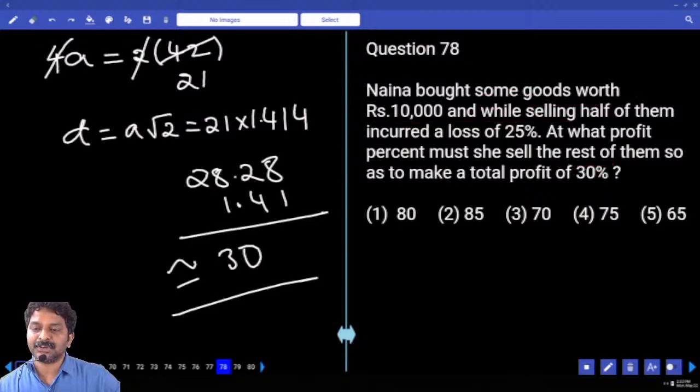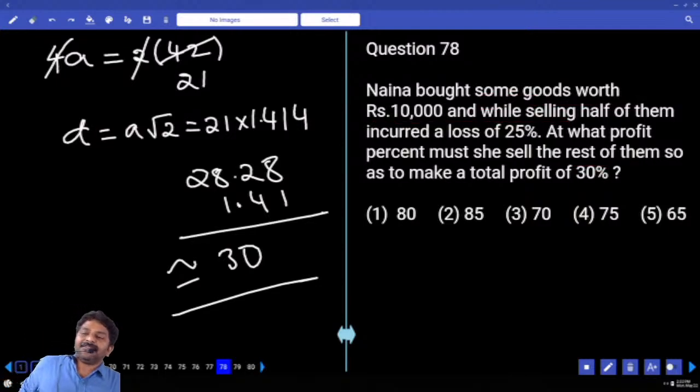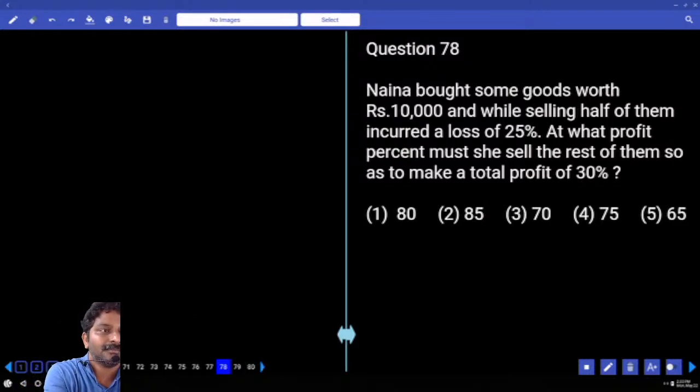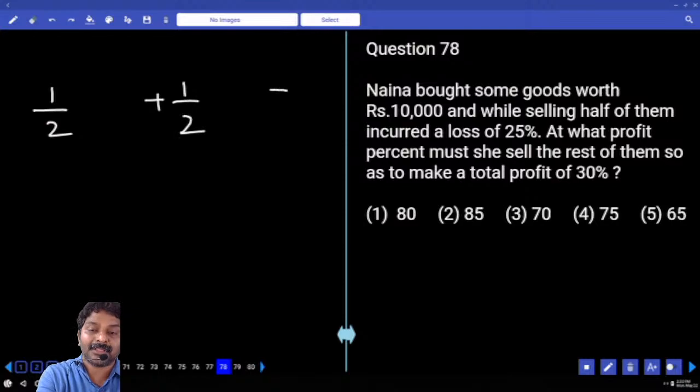Naina bought some goods worth of 10,000 while selling half of them incurred a loss of 25%. At what percent profit must she sell the rest of them so as to make a total profit of 30%? Okay. How much quantity is already sold out? Half. How much is remaining? When you add both, that should be equal to total 1.